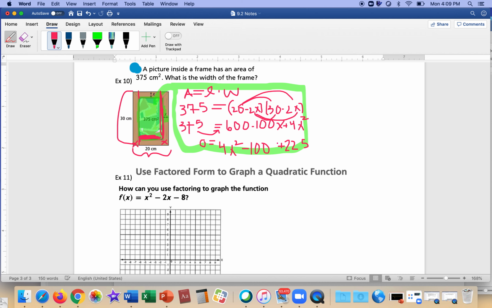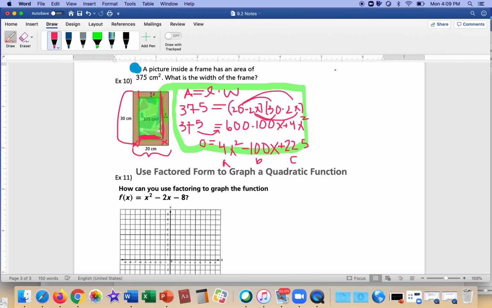Now, just like the last problem, I look at this and say, okay, 0 is on one side, all terms are on the other. It's simplified standard form. I'm going to try to factor and set my factors to 0. Is there a GCF? They all don't divide evenly by 4. They all don't divide evenly by 2. There's no GCF. So then we know that A is 4, B is negative 100, and C is 225.